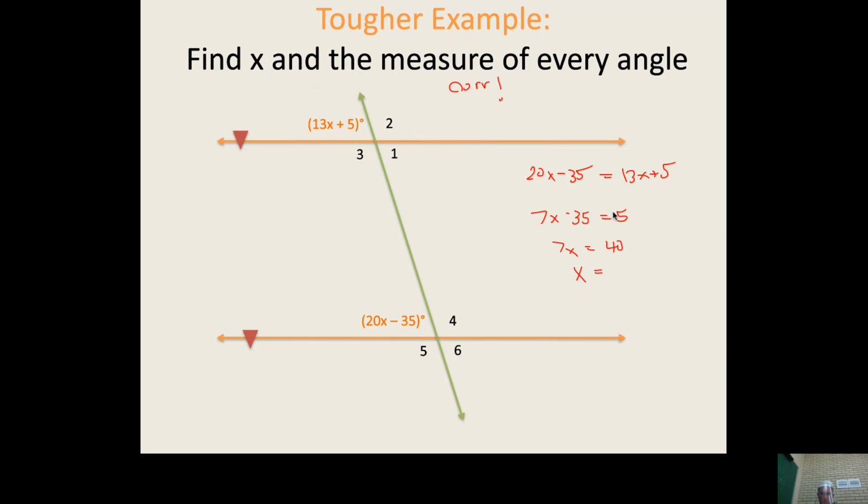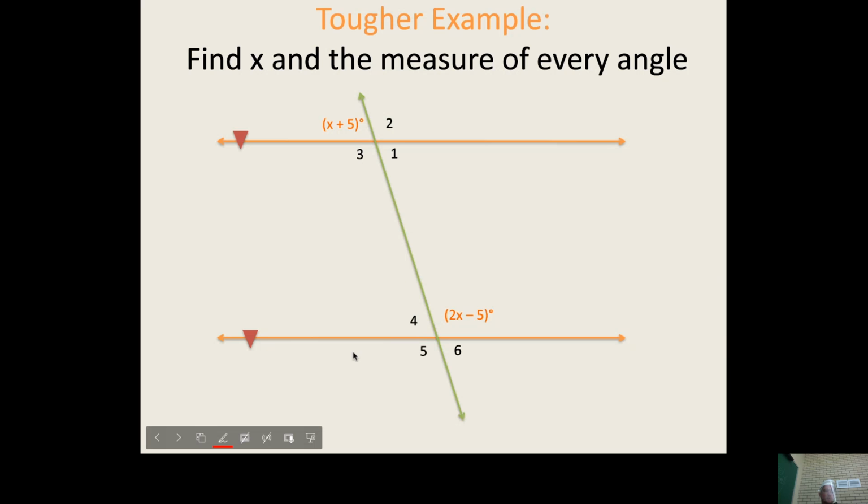Did I write something down wrong? 20x minus 35. 13x plus 5. It looks like I wrote it down wrong. Well, whatever. We'll just write x as that fraction. Wonder what I did here. Well, anyways, you would plug that x value back in here to get your angle measures. And they're going to be some goofy angles, measure-wise, because they're going to be decimals. Not real sure what I did there. I probably need to adjust that example.